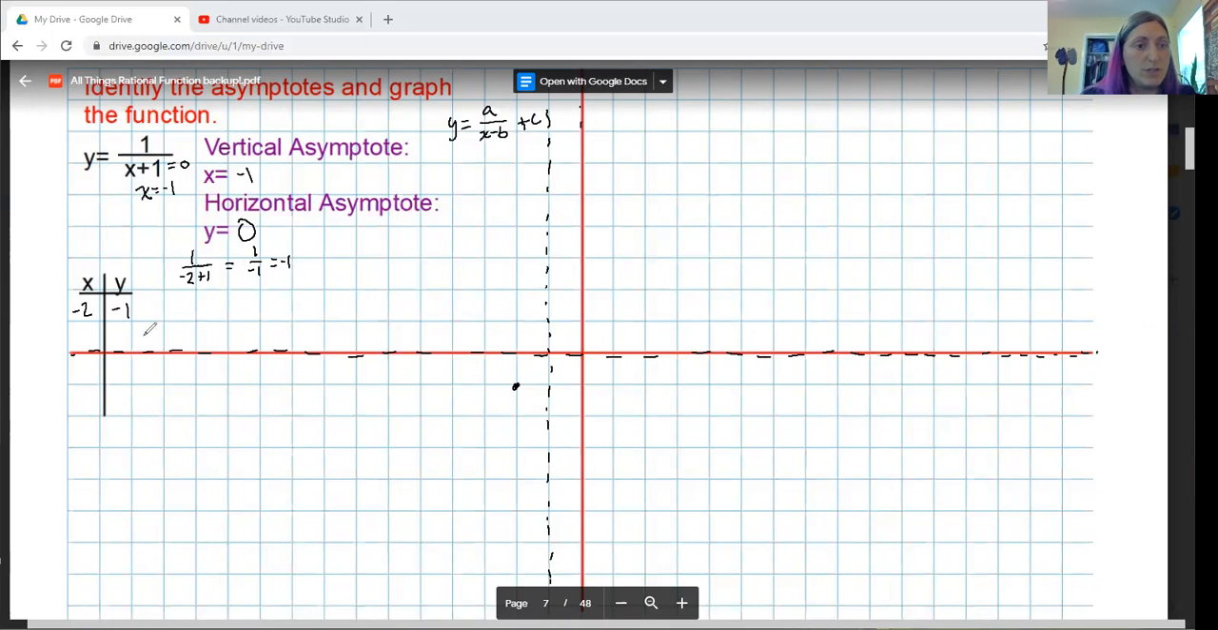What about if I plug in negative 3? Okay, 1 over negative 3 plus 1 is equal to 1 over negative 2, so it's negative 1/2. So I have a point at negative 3, negative 1/2. I can see that this gets pretty close to the asymptote pretty quickly, right? So at negative 3, 1, 2, 3, it's already at negative 1/2. We're already starting to make the curve.